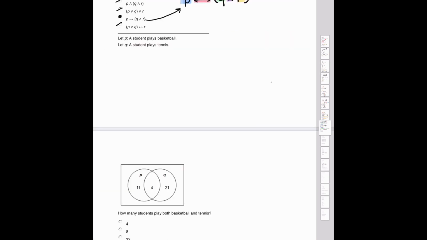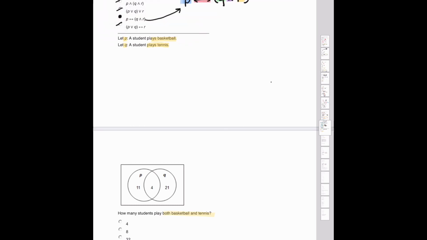Let us look at the next question. Here we see that P represents a student who plays basketball, and Q represents a student who plays tennis. Well, we are being asked to solve how many students play both basketball and tennis. Well, the easiest thing to do is to first label each one.